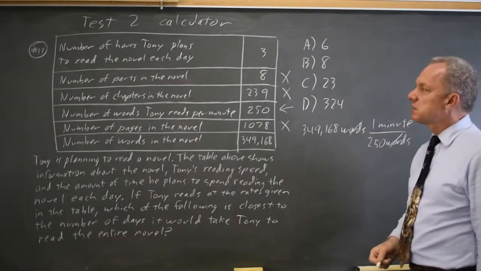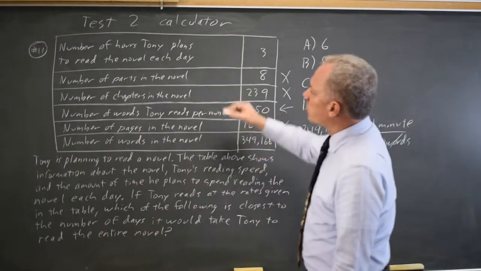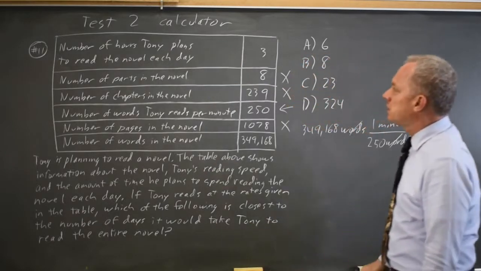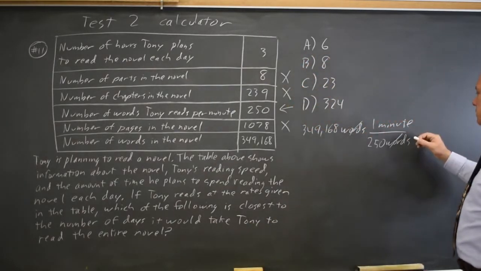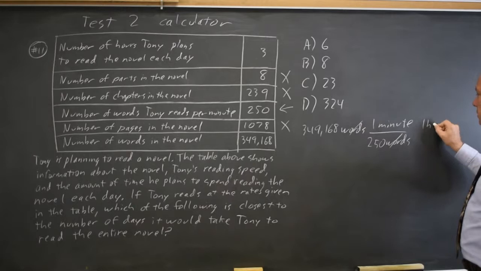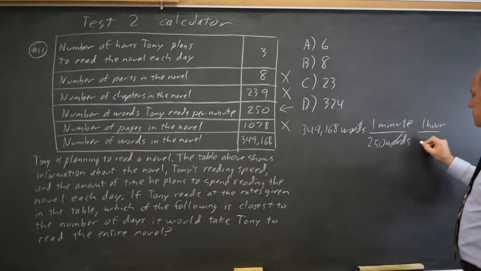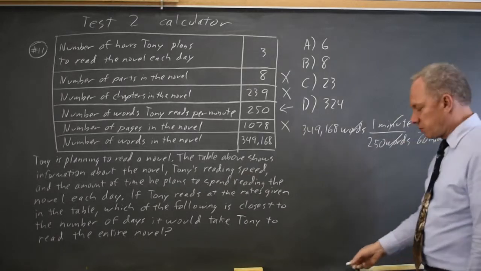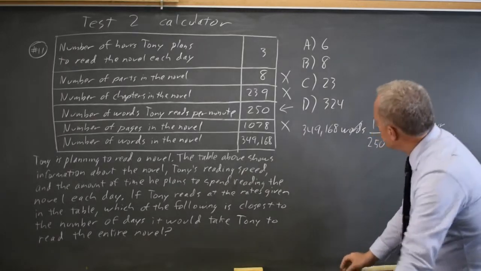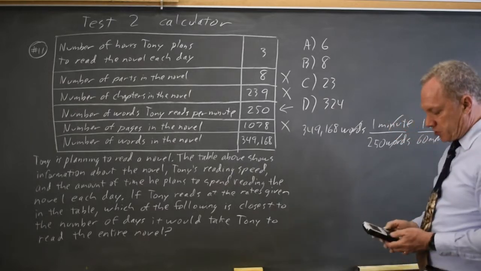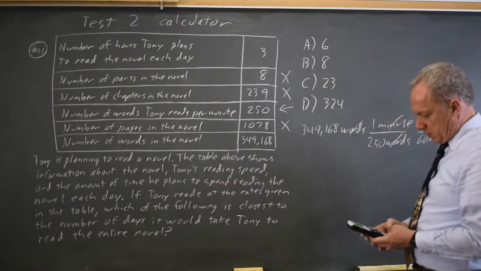We also know the number of hours Tony reads per day, so let's convert to hours. 1 hour is the same as 60 minutes, and the minutes cancel. We now have the number of hours that Tony will be reading, and I'm running out of board space, so I'm going to simplify that.